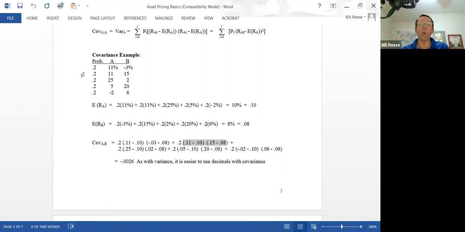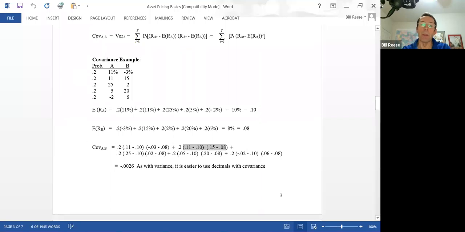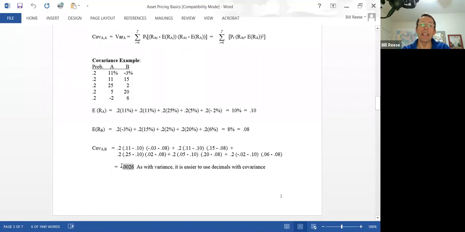covariance. So when we get all of this put together, the question is, on average, do A and B tend to move up and down together, or do they tend to move up and down opposite each other? And what we end up with, if you do the math on this, is negative 0.0026, which is a negative term, a negative number. So it tells us on average, A and B tend to move in the opposite direction of each other.